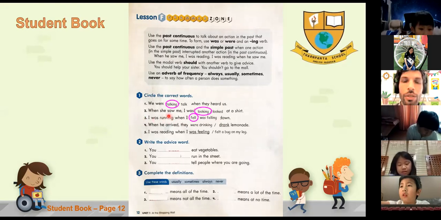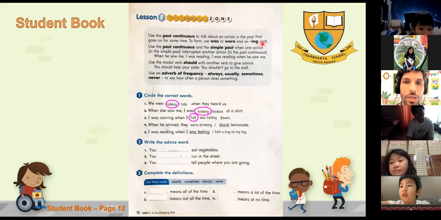Always pay attention to the verb, okay? Pay attention to how the verb is written, and that's how you know what verb tense we are talking about. Every time you see a verb plus ing, in this case following was or were, we are talking about past continuous. Remember, was or were plus an ing verb is the past continuous tense, like here.